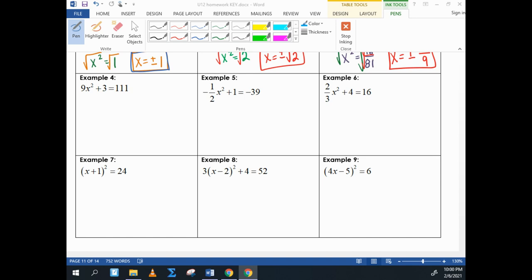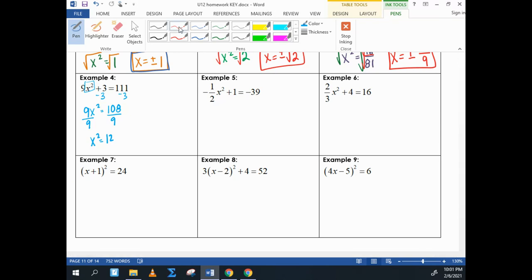All right, we're just going to keep following those 3 steps. The first step was to isolate the radical. Okay, so here's our radical. We've got to get that by itself. So let's subtract 3 from both sides. 9x squared is equal to 108. Then we're going to divide by 9. So x squared is equal to, 9 will go into 10 once, 18 twice, x squared is equal to 12.